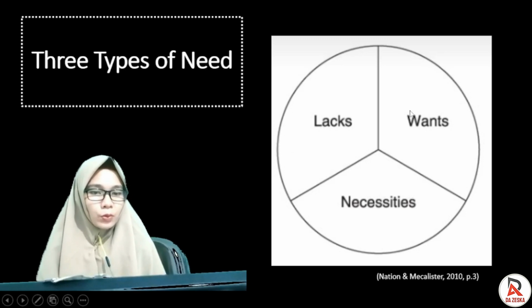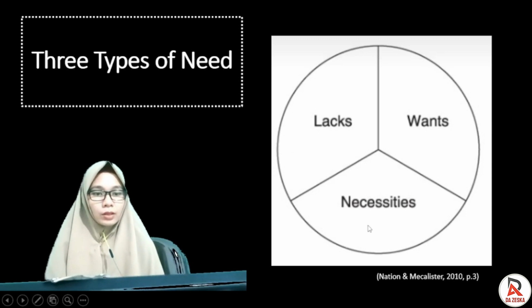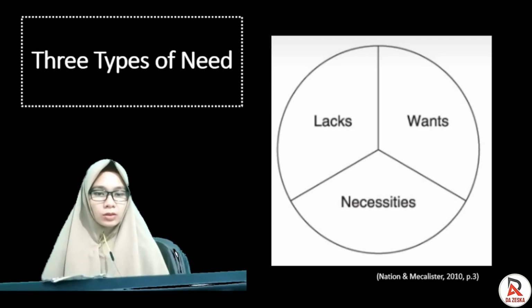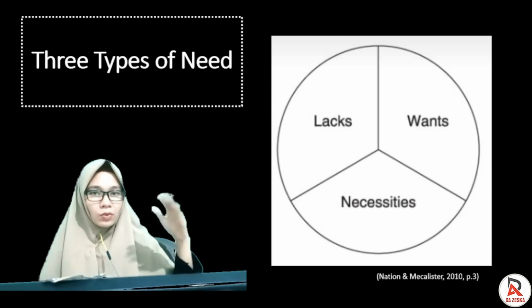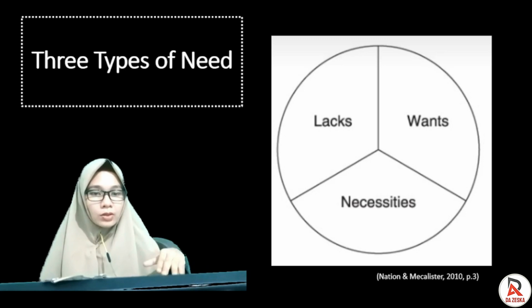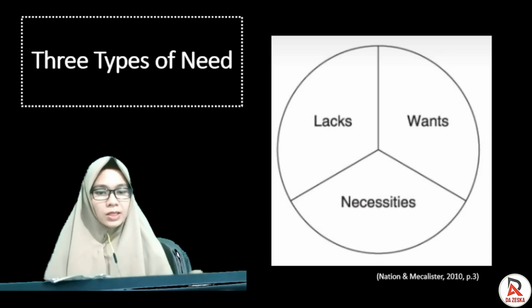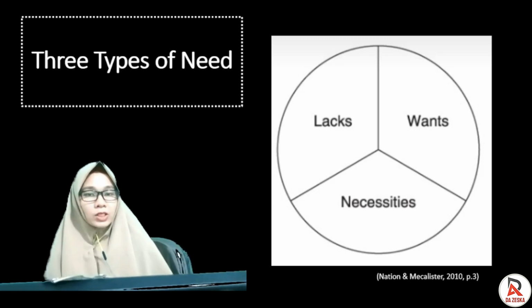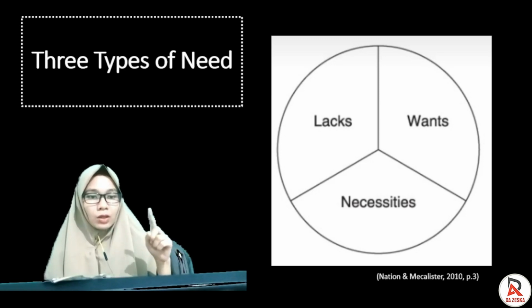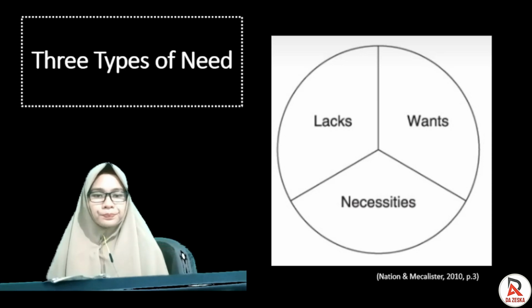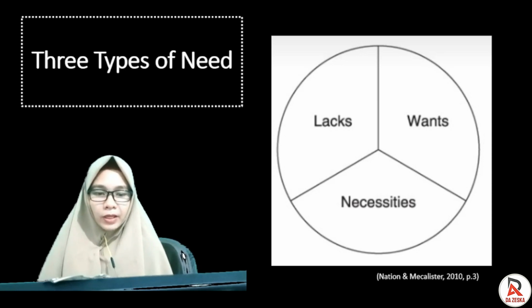I do not know which one should be number 1, number 2, and number 3, but I'm confident that it should not be done in a sequential way. So you should not do it in order. Which one should be number 1, which one should be number 2, or which one should be done last. You can start with the lacks, or you may also start with wants, and you can also start with necessity. But here, I think I'll go with necessity first.